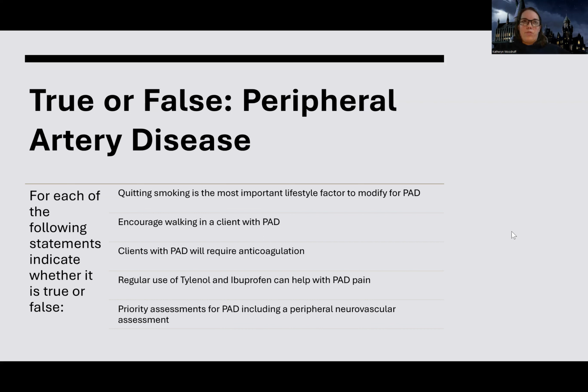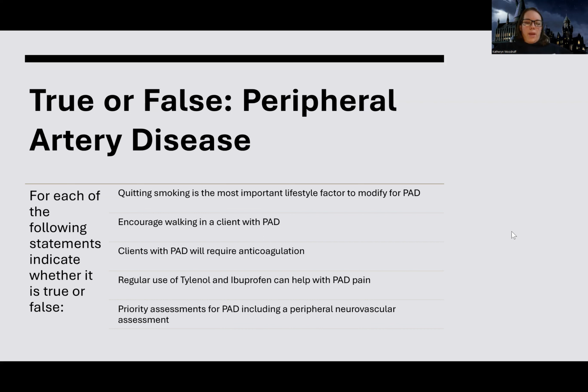Remember, antiplatelets help with anti-clogging. It stops the platelets from sticking together. So if there are plaques, it stops the platelets from forming a platelet party on top of the plaques and making a bigger problem. So clients with PAD will require antiplatelets, not anticoagulants. That statement is false.